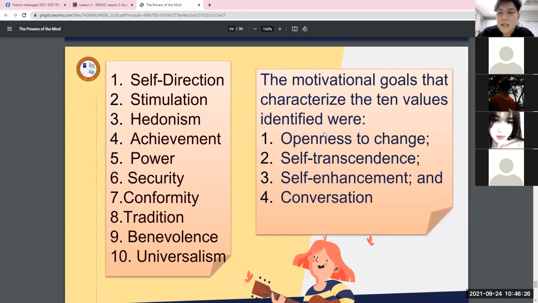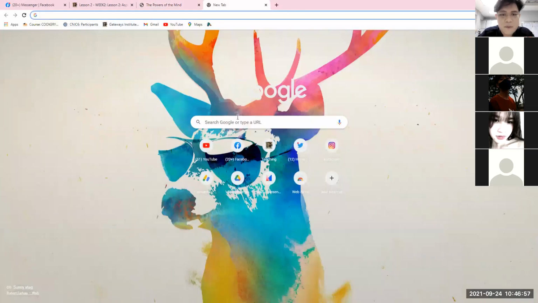Self-direction, ibig sabihin, you have your motivation in life, you have the goal in life. Stimulation, ibig sabihin, you're trying your best to apply whatever information you gathered to yourself. Hedonism, hindi ko alam yung hedonism. I need to be transparent. Well, anyway, we can search naman. So let's speak about hedonism.